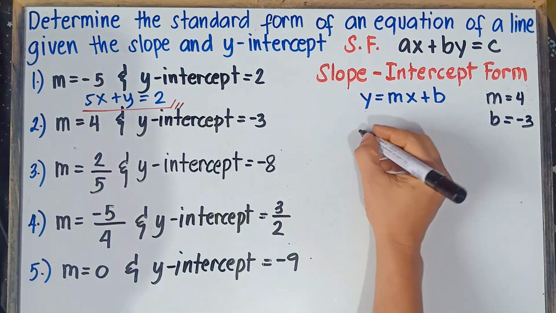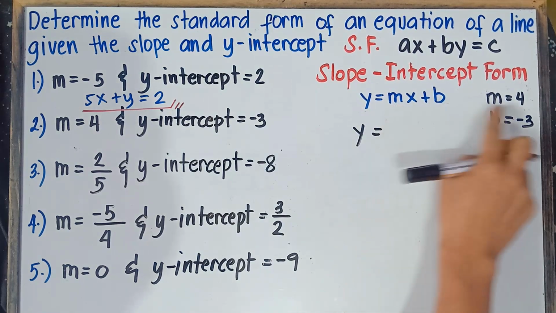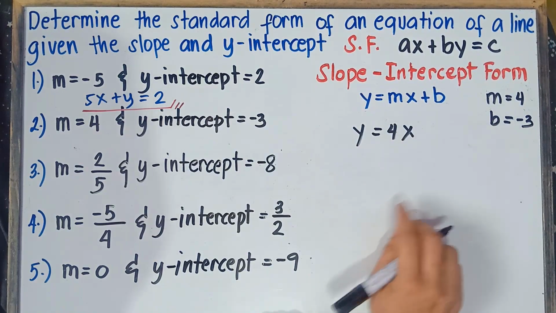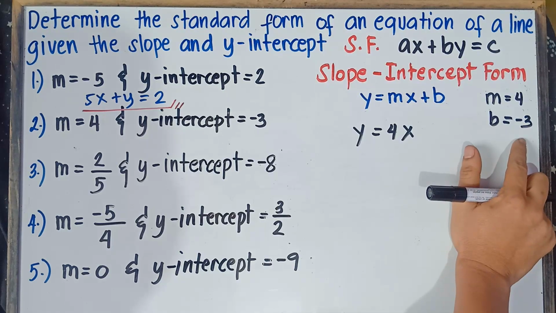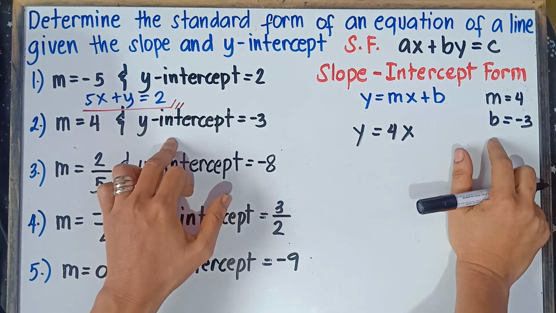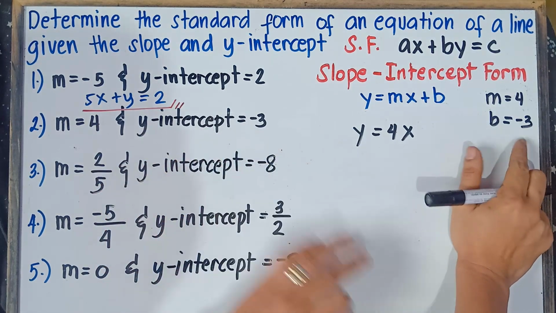Alright, so simply copy y. Simply substitute the value of m, that would be positive 4. Simply copy x. And then the value of b, that would be negative 3. Once again, class, b or the y-intercept is the same: the y-intercept is negative 3, therefore the value of b is negative 3.